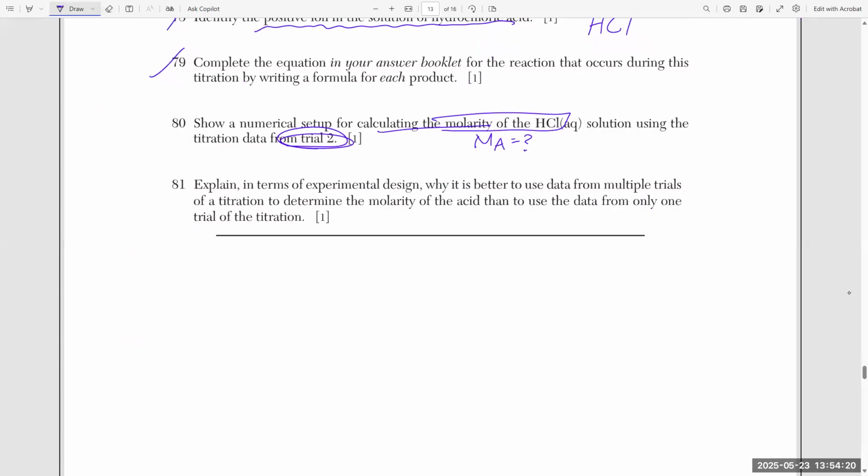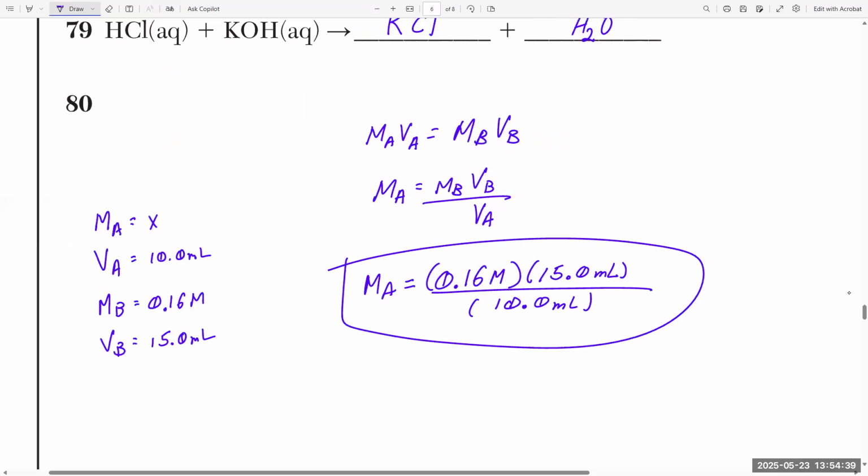Number 81. Explain in terms of experimental design why it's better to use data from multiple trials of titration to determine molarity. More data, right? Where's that from? Guys, that's from first day of classes. What do we know? More data, more what? More precision, and accuracy.